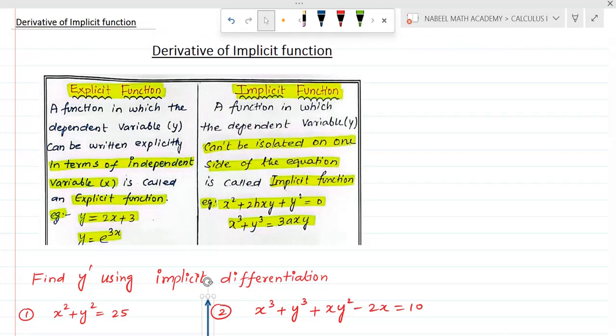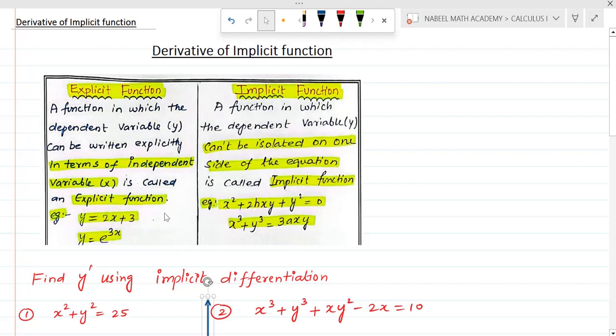In this video, we are going to study the derivative of the implicit function. So before going to the derivative, we have to know the difference between the implicit and explicit function. A function in which the dependent variable y can be written explicitly in terms of the independent variable, that is, y equals 2x plus 3. This is the explicit function.